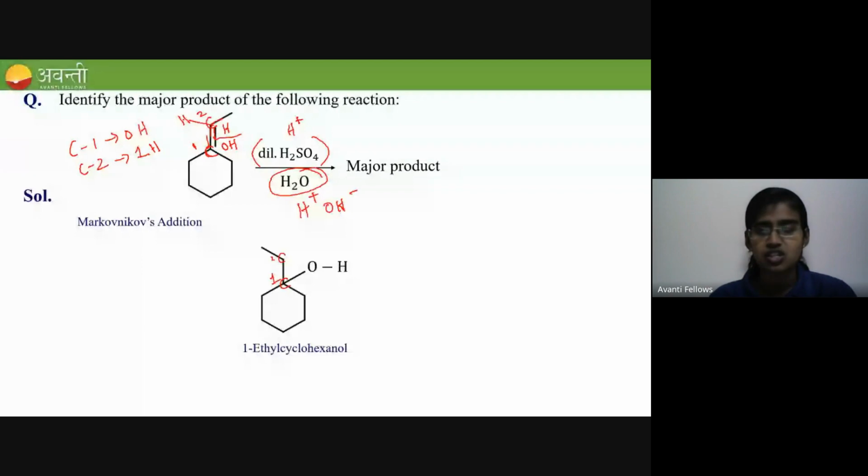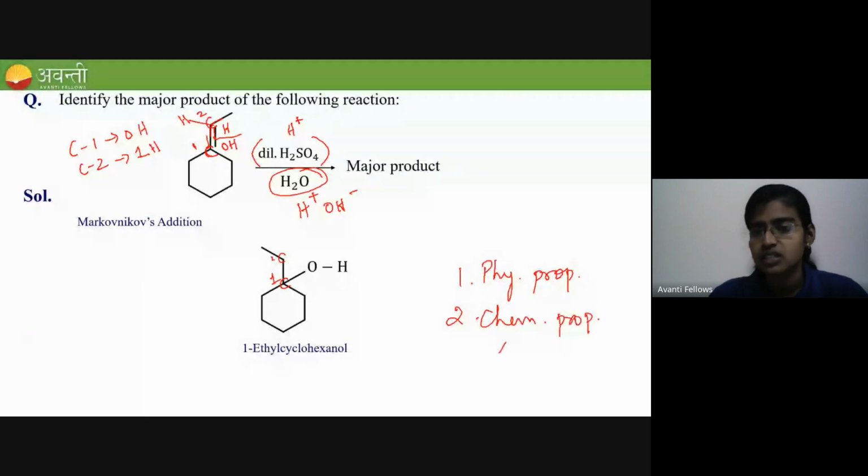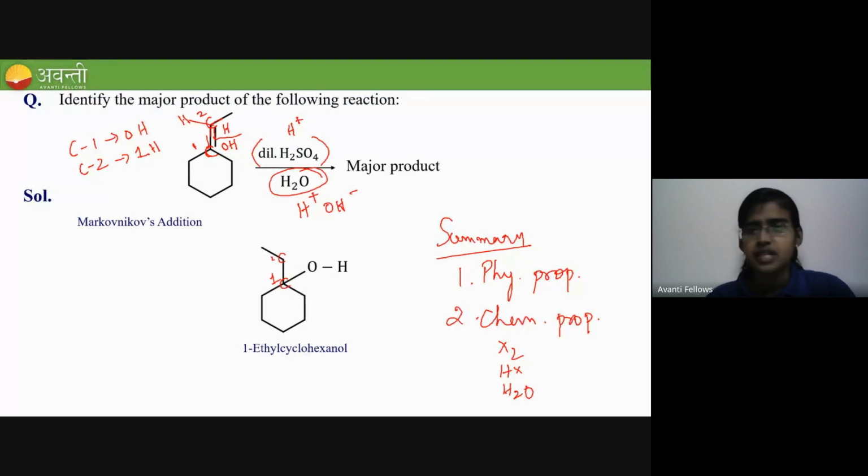So I'll stop here. Today we have discussed the physical properties of alkenes. Under chemical properties, we have discussed 5 reactions: the addition of halogen, addition of HX, and addition of water, then what is Markovnikov addition, etc. All the addition reactions I have discussed with you today. This is a summary of today's class. In the next class, we will discuss the remaining 3 reactions, oxidation and polymerization, tomorrow. And then we will jump to alkynes.